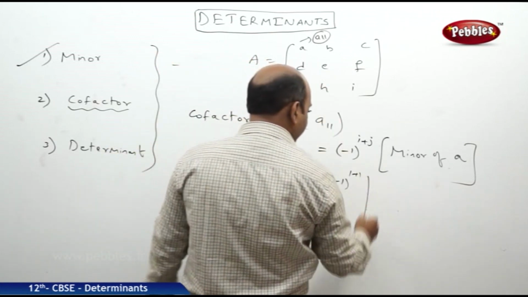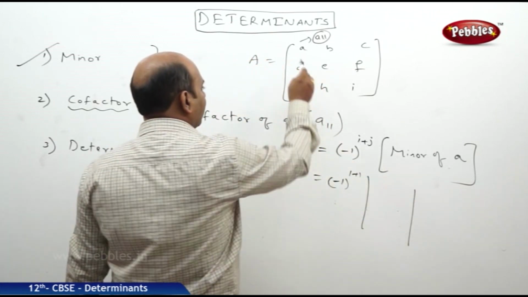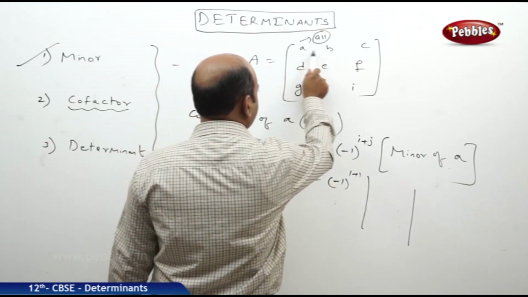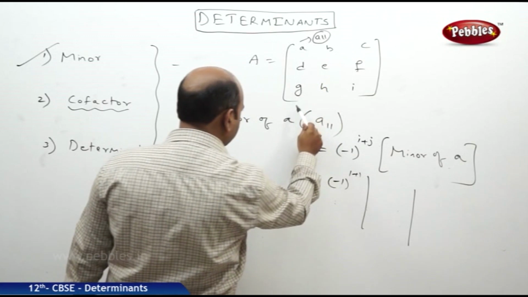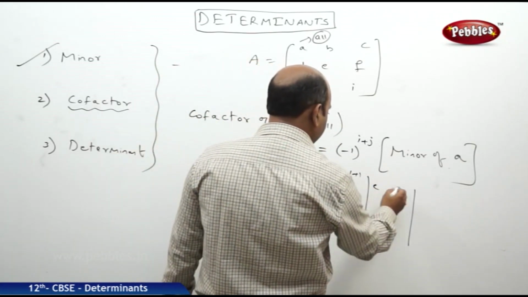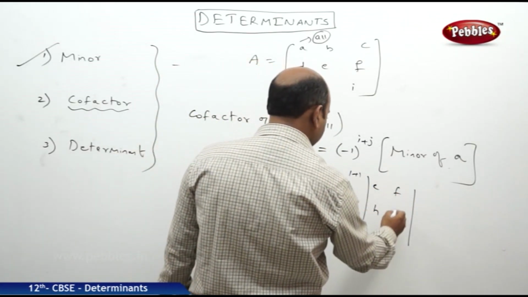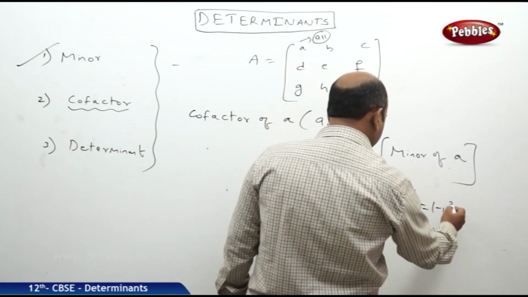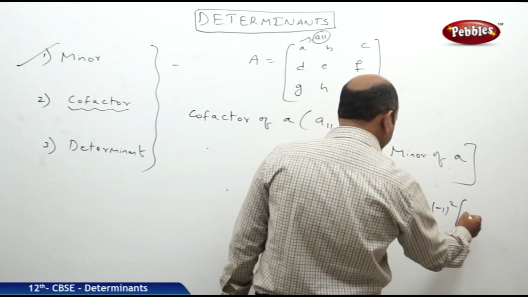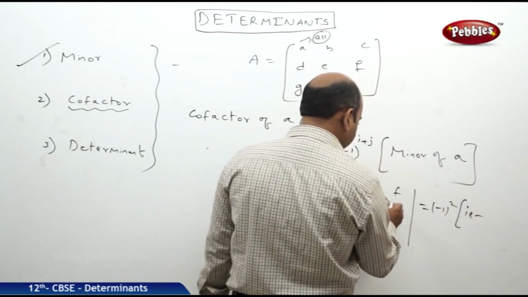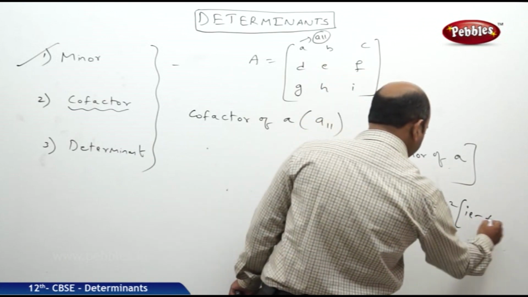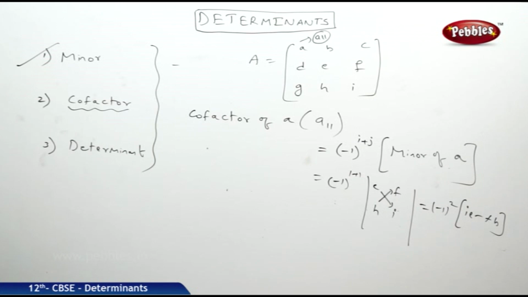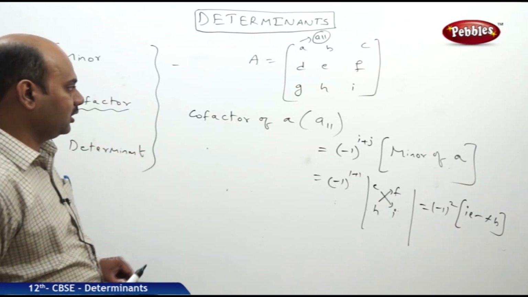Minor of A means it is a determinant obtained after deleting the corresponding row and the corresponding column. A's corresponding row is this one and A's corresponding column is this one. So after deleting, what happens? E, F and H, I. So minus 1 whole power 1 plus 1 is minus 1 whole square into its determinant. That means what happens? E into I minus F into H. This is the definition of cofactor of an element of a given matrix.